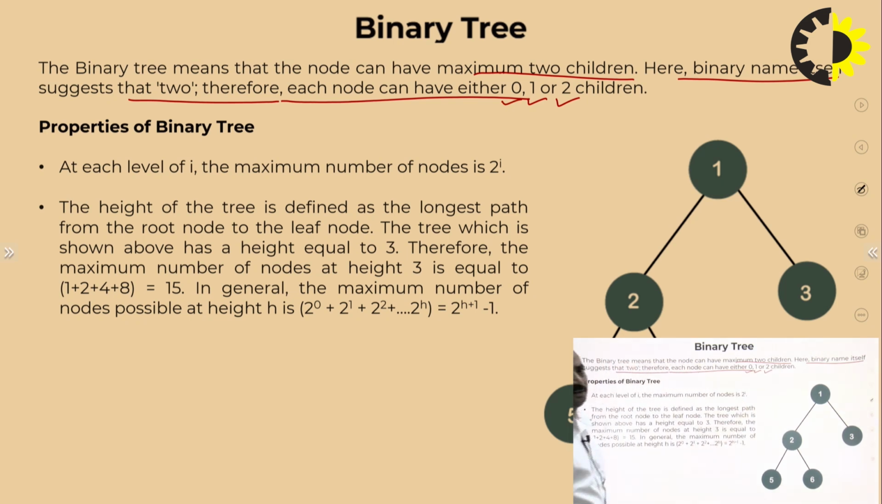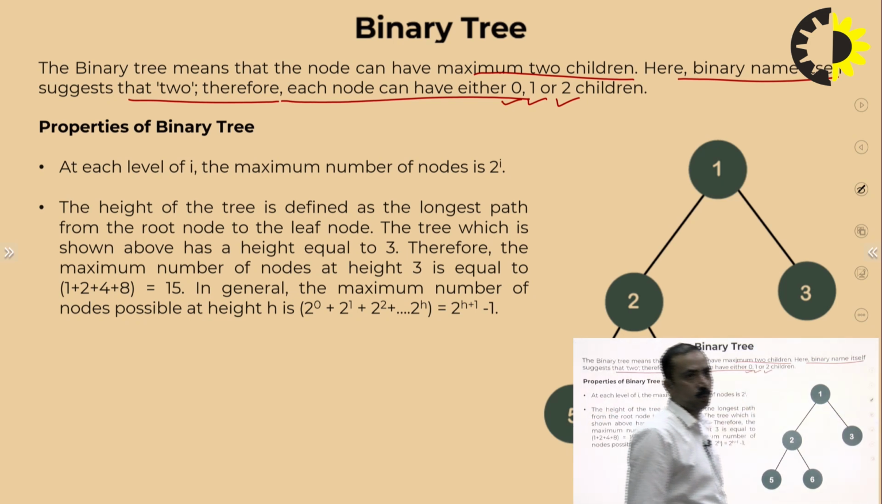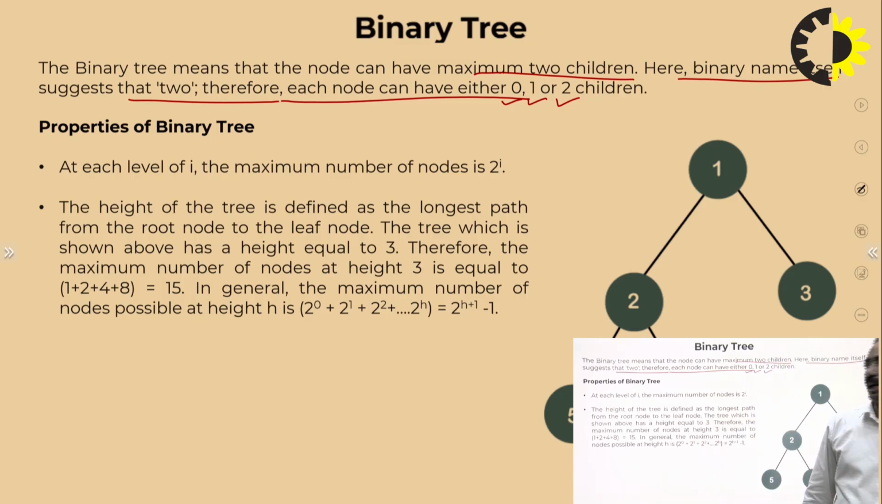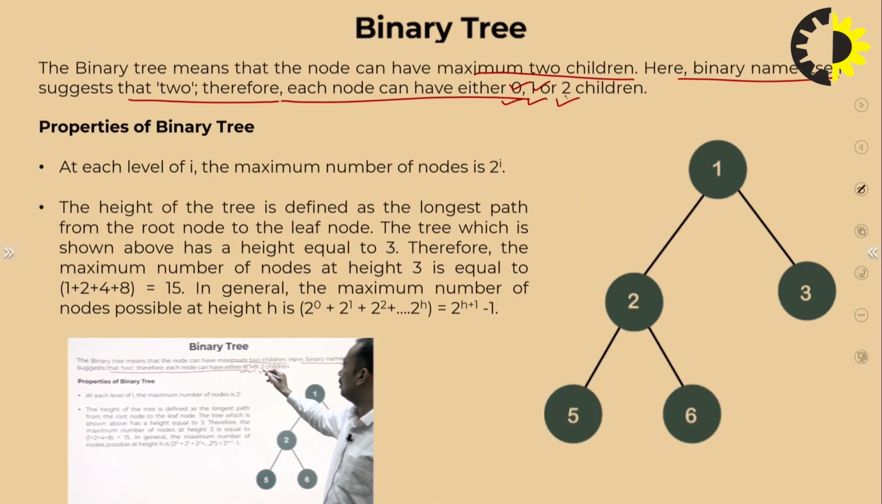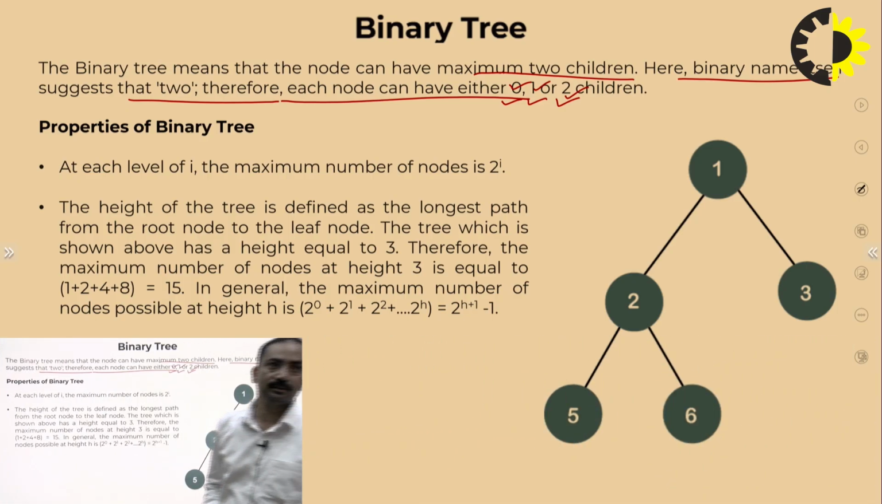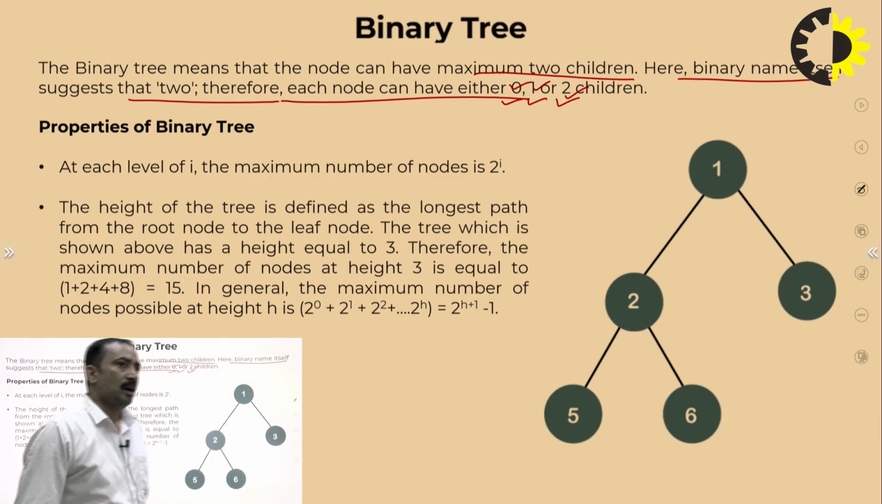So a node can have 0 children, it can be a root single node, or it can be a leaf. It can contain any node with 0 children or 1 child or 2 children. So this is called a binary tree.